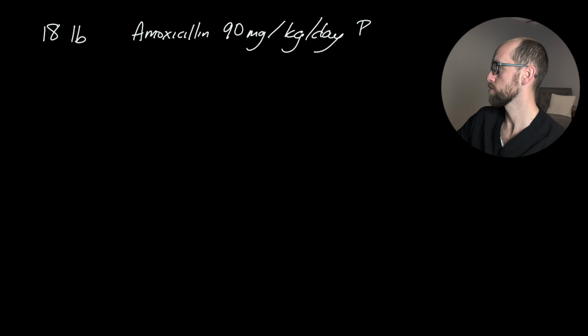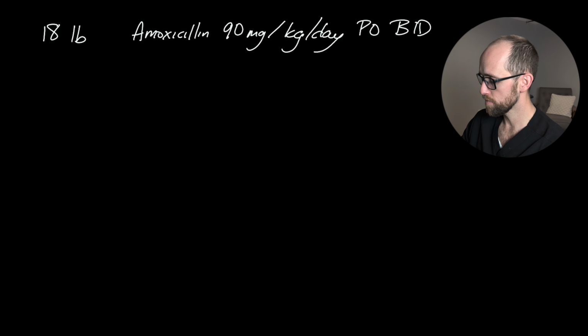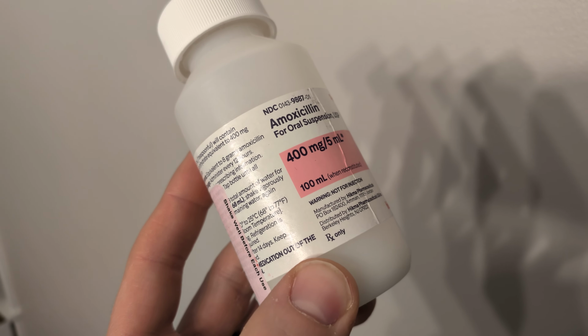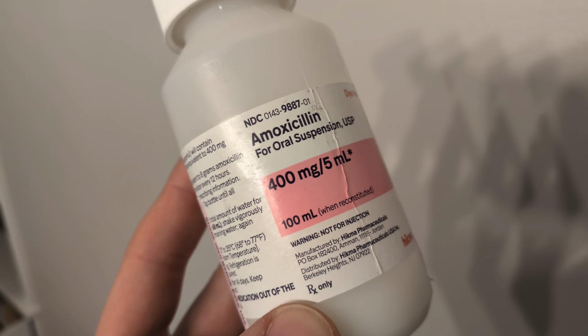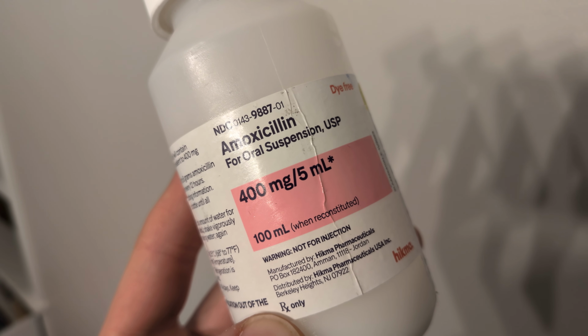So this is PO, BID. PO is by mouth, BID is bi-daily or twice daily. So that's something that we know. Now, if you look on the bottle, you'll see that the concentration says 400 milligrams per 5 ml. So in this case, I was wanting to verify how many milliliters of fluid in each dose that I should be giving to my son.